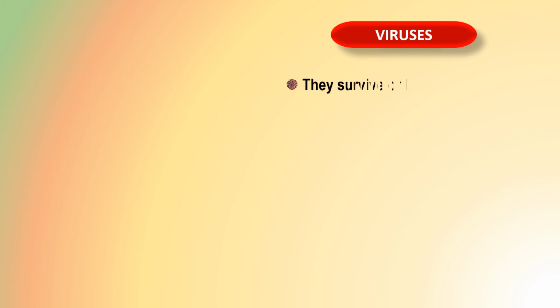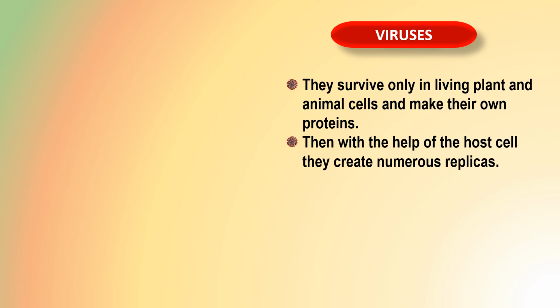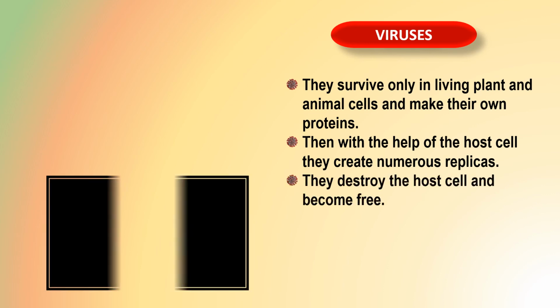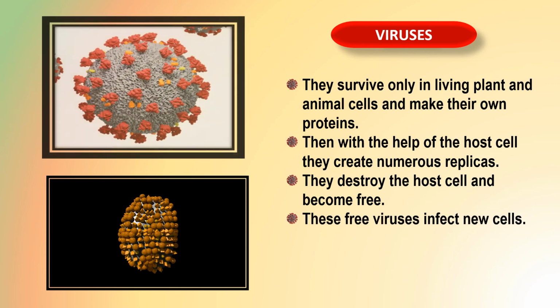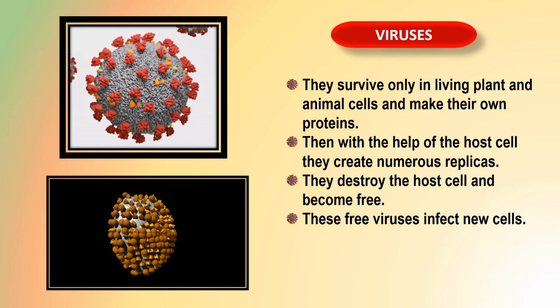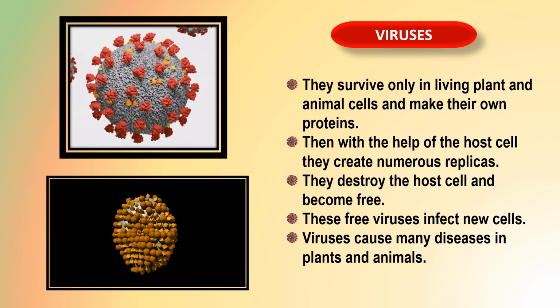Viruses survive only in living plant and animal cells, and there they make their own proteins. Then with the help of the host cell, they create numerous replicas. So they use the host cell to live. They use the host cell to create numerous photocopies, exact similar copies of themselves. And then they destroy this host cell and they become free. These free viruses, they start infecting new cells. And so they are able to cause many diseases in plants and animals.